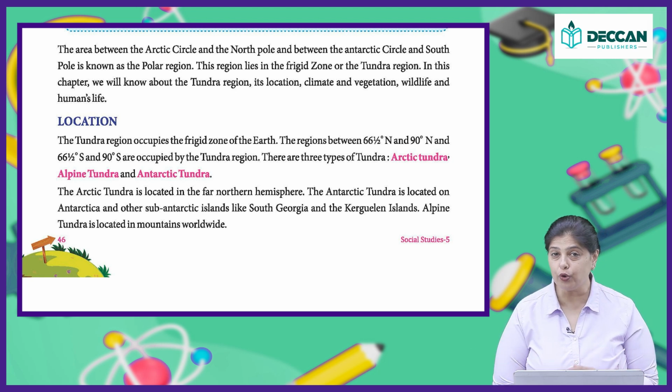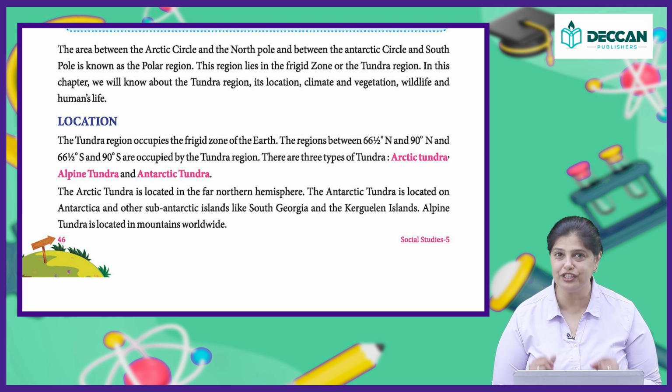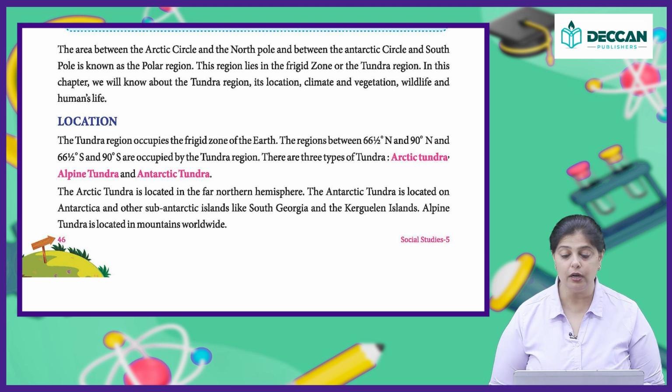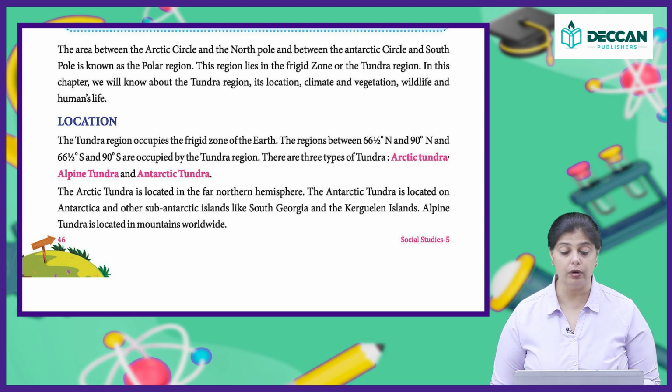And which zone was that, children, of earth? Right, the frigid zone. So this region lies in the frigid zone, or the tundra region. That frigid zone is also known as the tundra region. Now in this chapter, we will know about the tundra region, its location, climate and vegetation, wildlife and humans' life. So children, let's talk about this in more detail now. Let's move on to the location.